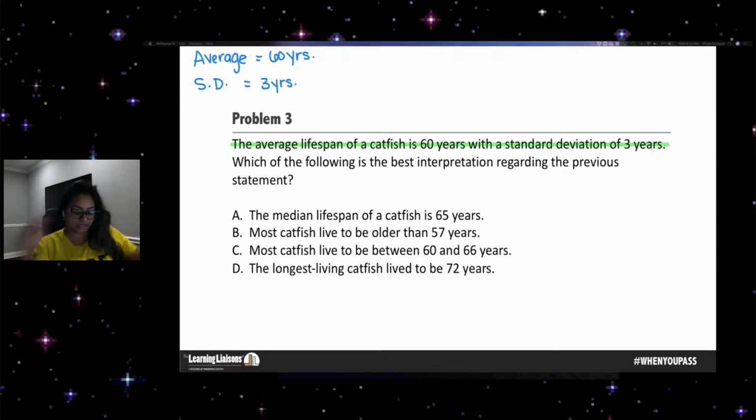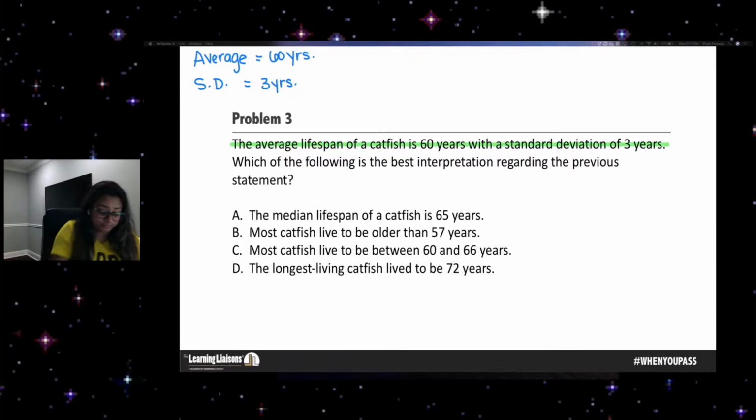All right, so now that we have all of this information, let's go through those answer choices and figure out what makes no sense at all. And let's try to be left with some answers that give us a little bit more insight on what's going on to help us solve, right? So here we have the median lifespan of a catfish is 65 years. Can we actually find the median based on just the average and the standard deviation?